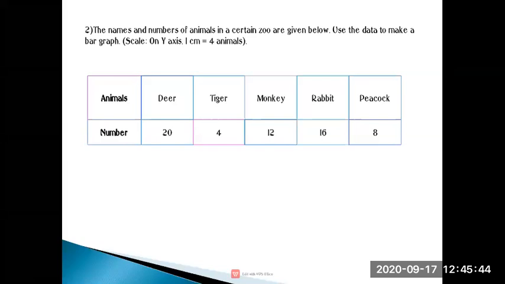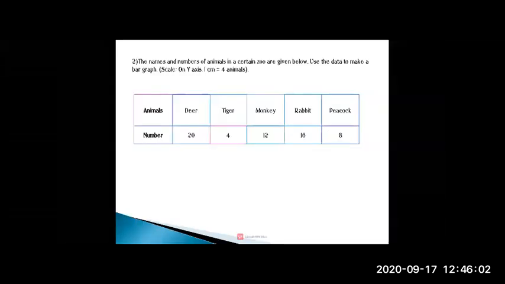Now, first of all, you will draw the x-axis, then the y-axis. On the x-axis, what are you going to write? Very good, Tanishka, names. Which names? Only names? No. Very good, Kushagra, Rashid. Names of animals. Very good.